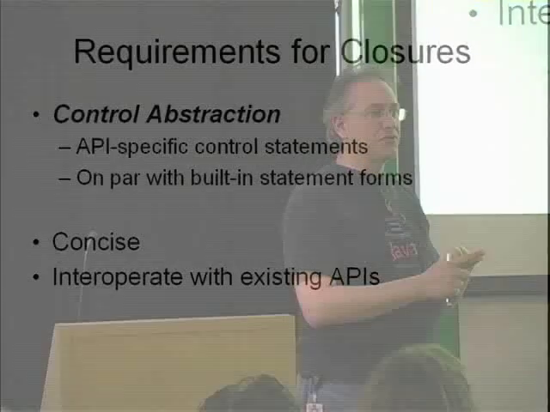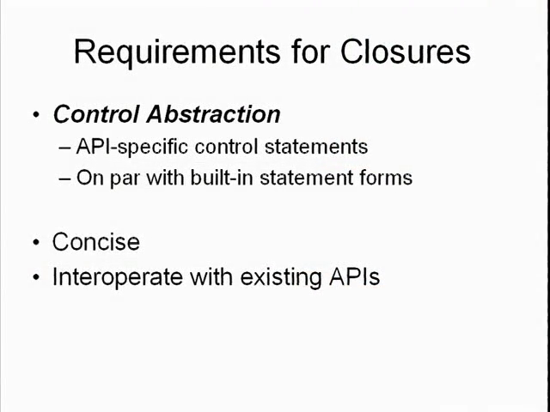And that leads us to the requirements. So what are the requirements for closures? You should be able to write control abstractions. That is, you should be able to add statements to the language by writing methods, where those method invocations act like and look like statements in the language that are specific to your APIs. And they should be on par with the built-in statement forms that are in the language.